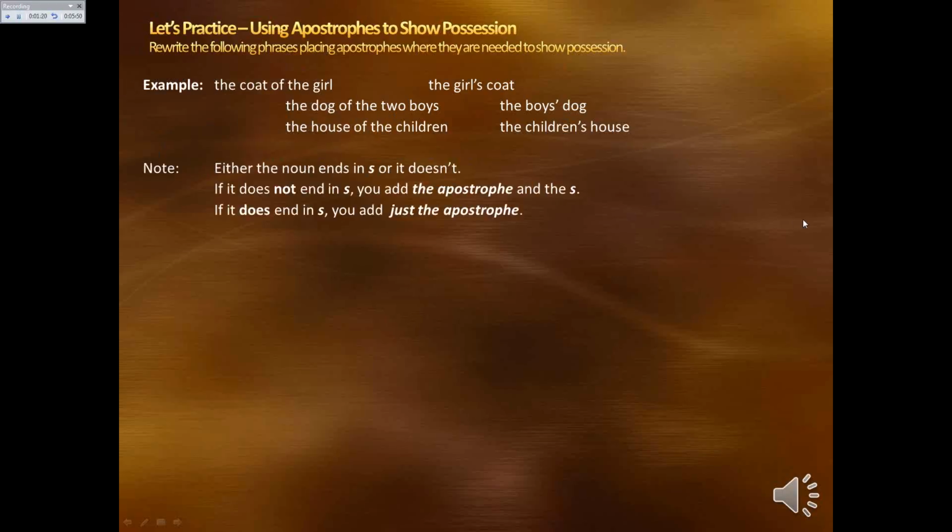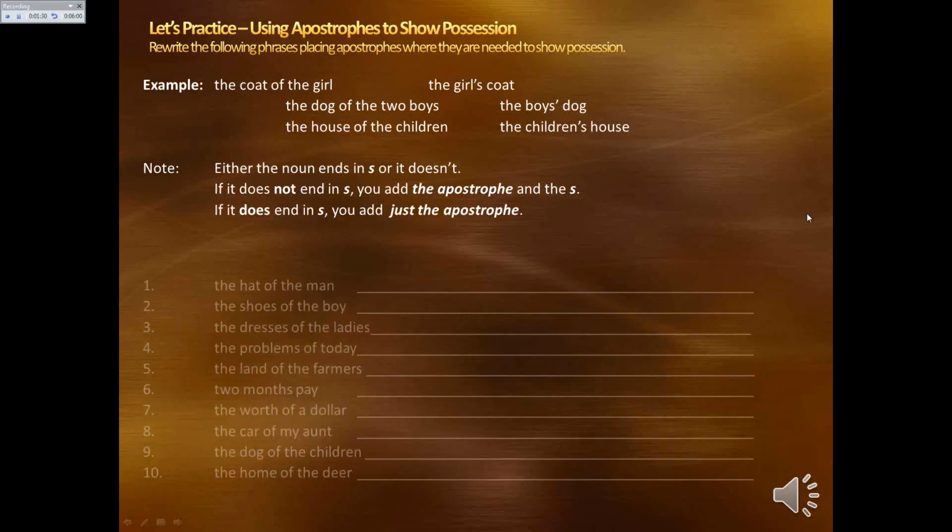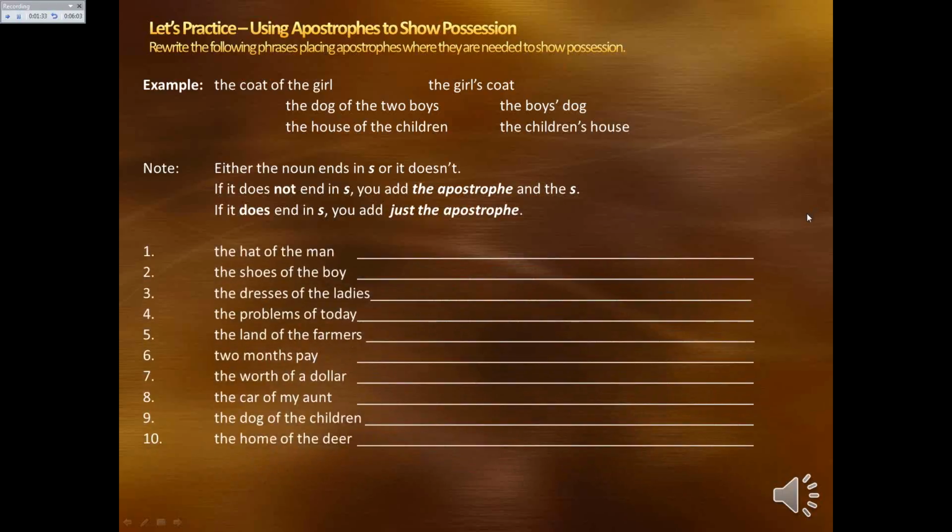Here's your note. Either the noun ends in S or it doesn't. It's just that simple. If it doesn't end in S, you add the apostrophe and the S, and if it does, you add just the apostrophe. Here's your example. Your little test questions. This is not hard. You just look at this, and instead of saying the hat of the man, you're going to say the man's hat, of course, and you have to determine how to punctuate that with apostrophes.